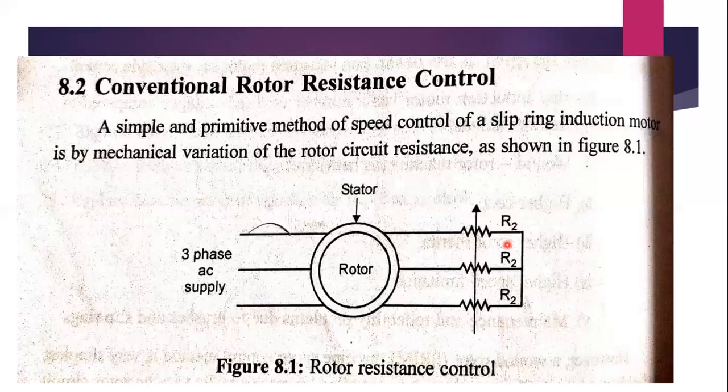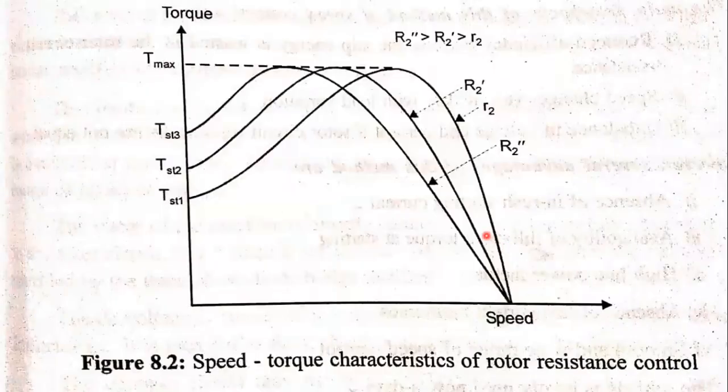These are the advantages of the conventional rotor resistance method: the starting current drawn from the supply decreases, and the starting torque increases in a slip ring induction motor. So this is the method. These are the torque versus speed characteristics of an induction motor.